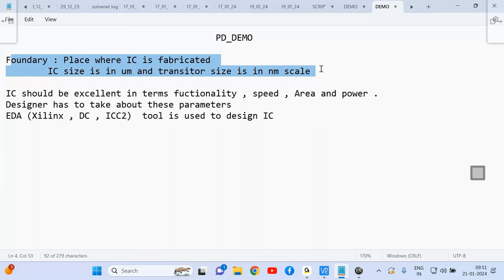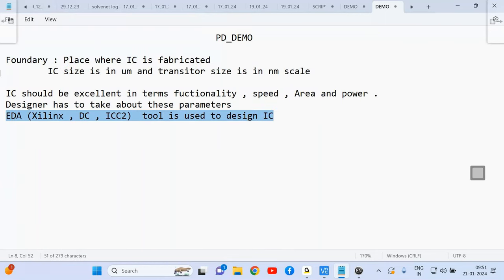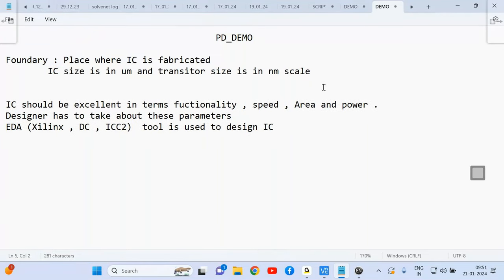The GDS2 file. Engineers are designing the IC, but what are we giving to the foundry? The GDS2 file, which we have created during the design of the IC. Yes, good. We should give the GDS2 file. The foundry can understand only the GDS2 file. GDS means graphical data stream. So only this GDS can the foundry understand.